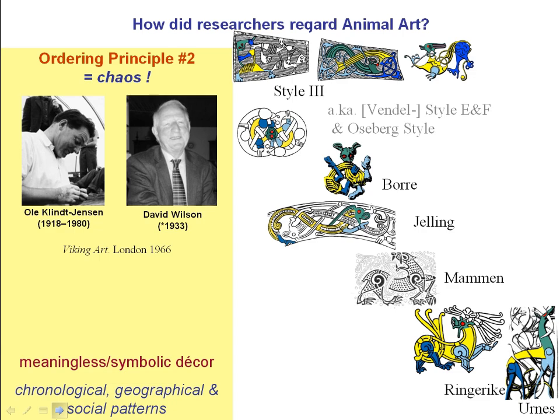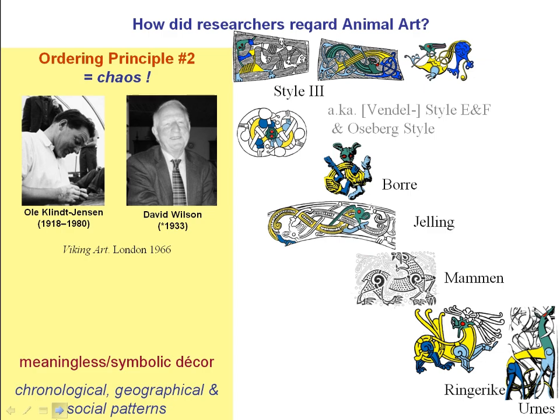The Mammen style has got its name from a find site at Mammen, also in Jutland, a famous grave mound. The Ringerike style, on the other hand, is named after a picture stone, rune stone, in the area of Ringerike in Norway. So it is a whole area that is standing in for a name. And the Urnes style, of course, is named after a famous stave church in the fjords of Norway.